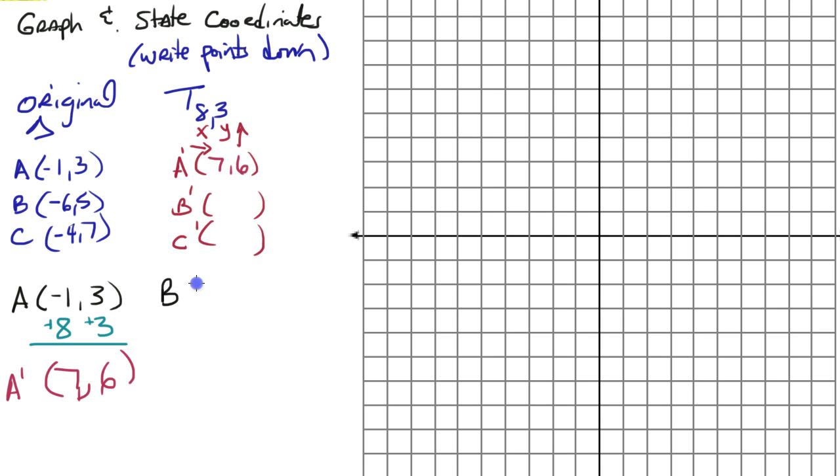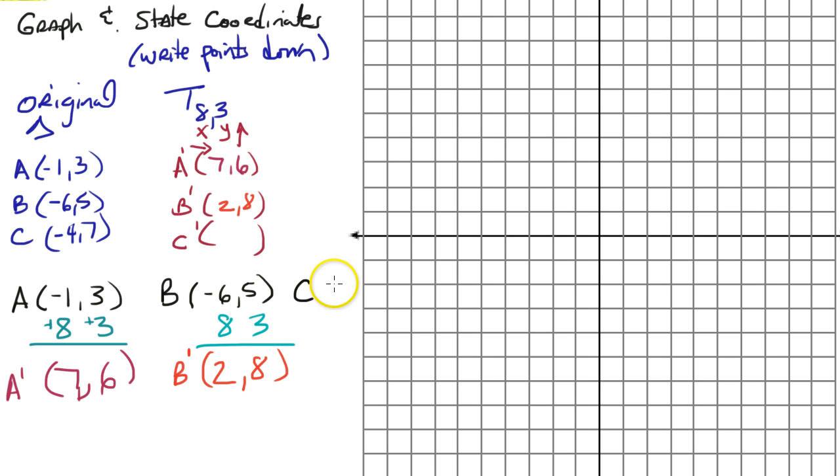So B, -6, 5. And 8, 3. So once again, we're going to do 8, 3. So here we go. And it's going to be B prime. So B with a little tick mark. -6 and 8 is 2. 5 and 3 is 8. That's B prime. 2, 8. And once again, you could do this by graphing if you really wanted to. It doesn't matter. Let's try this again.